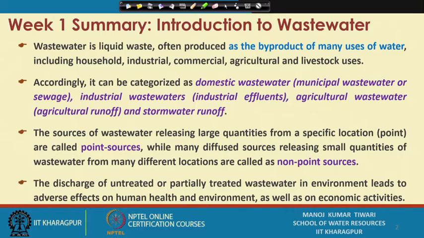Municipal sewage or industrial effluent are usually discharged from a specific point, so they are examples of point sources, whereas agricultural runoff and urban runoff are the prominent sources of non-point pollution in water.